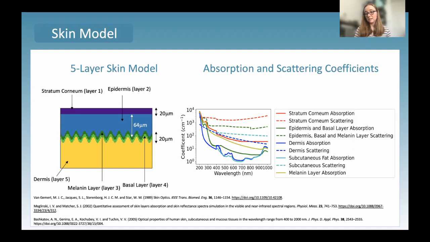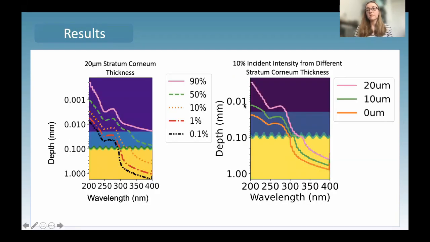And used to test how much of an effect the stratum corneum actually has on the penetration depth, considering the high level of absorption it has within UV wavelengths. So this is the results obtained using a flat spectrum of light from 200 to 400 nanometers. Each of these lines represent a different percentage of the incident light, and the plots show the depth and also the skin layer that this reaches.